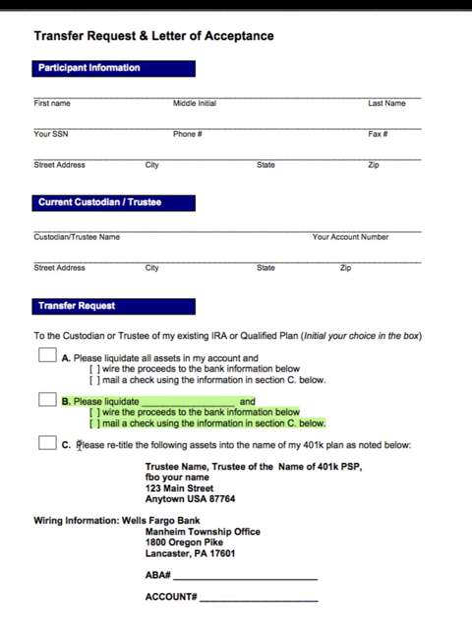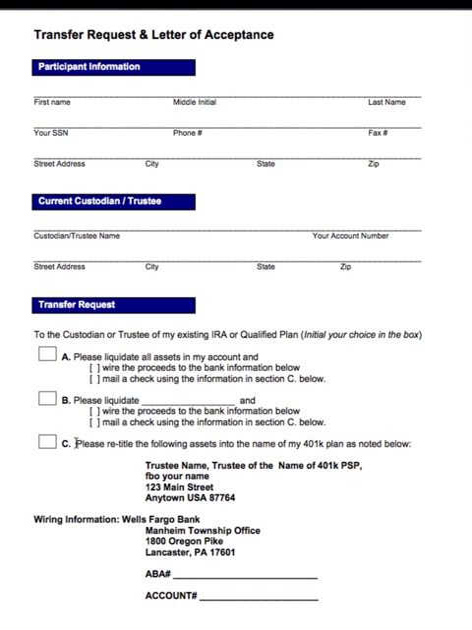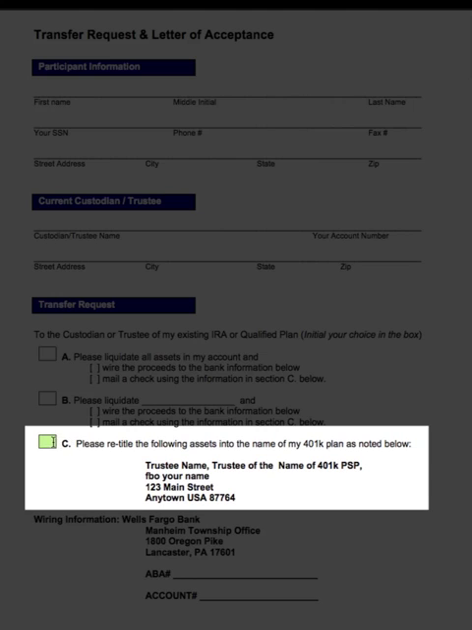Alternatively, if we're talking about you already have a self-directed IRA, or the custodian is holding real estate, a promissory note, I don't know, it's holding some asset that requires a legal title, then you're going to go ahead and mark Section C, and you're going to say, please retitle the following assets into the name of my 401k.